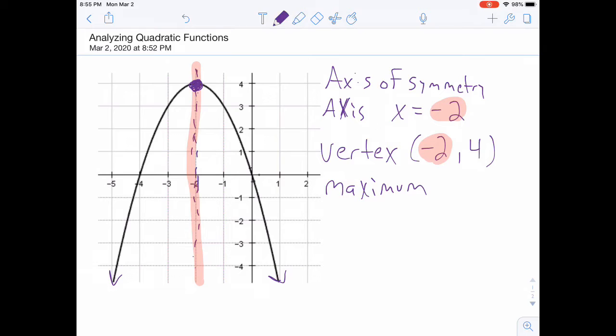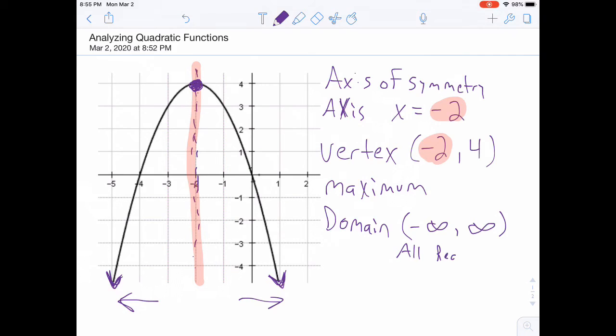The next thing I could look at is my domain, which are my x values. How low does this go? How high does this go? If we notice, we do have an arrow at both of our ends here. As this parabola goes to the left, its lowest possible value, this arrow means it's going towards -infinity on the x values, and as it goes to the right, it's going to go to positive infinity. You may also see it say all real numbers, which means any x value can be plugged into this.